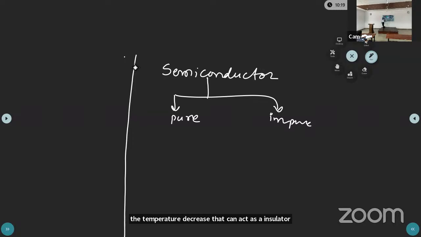Now semiconductors are classified into two types. One is the pure semiconductor. The atoms you take from the periodic table, the fourth group elements, are the pure semiconductors. That is carbon, silicon, germanium. These pure semiconductors are also called intrinsic semiconductors. Intrinsic means pure.